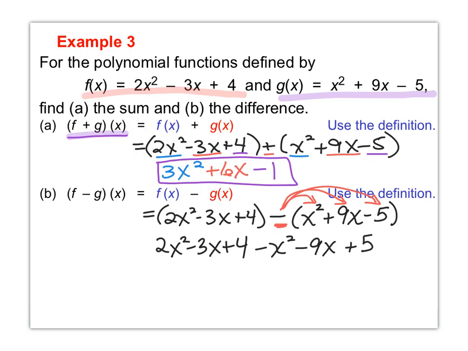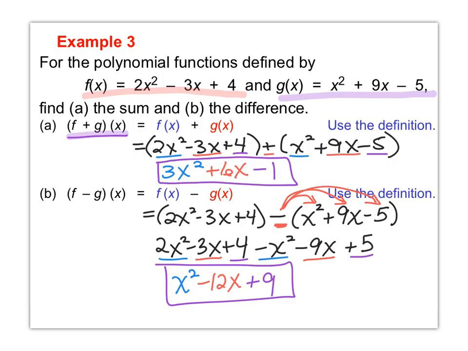Now I can combine like terms, beginning with the squared terms. The 2x squared and the minus x squared, those are like terms, so you can combine those into x squared. The minus 3x and the minus 9x are also like terms, so you can combine those to get minus 12x. And then finally, the constant terms, the plus 4 and the plus 5, we add those to get 9. So that is how we write our final answer, which is the difference of the two functions, f minus g of x, which is f of x minus g of x.